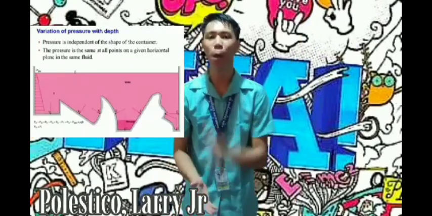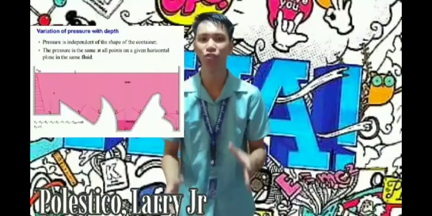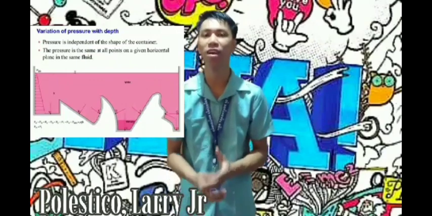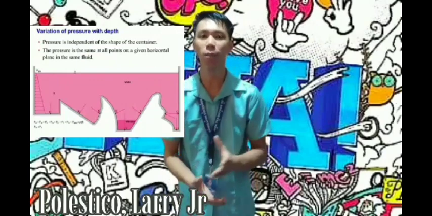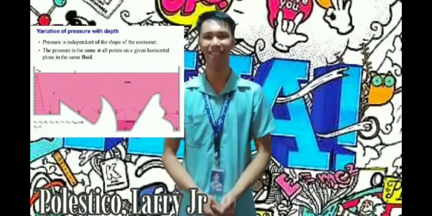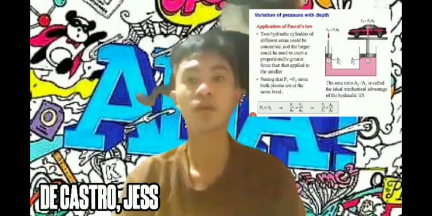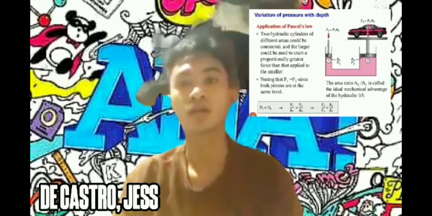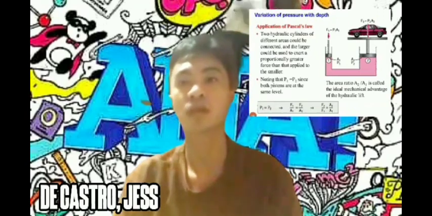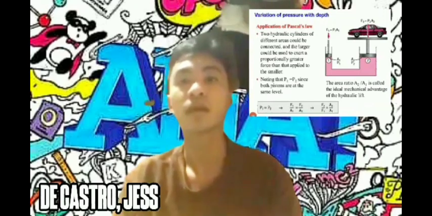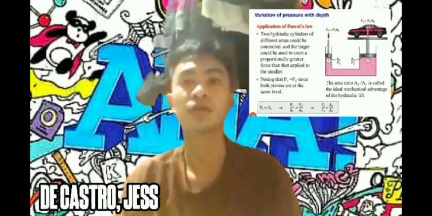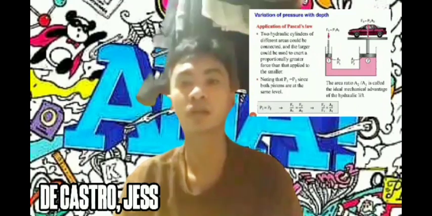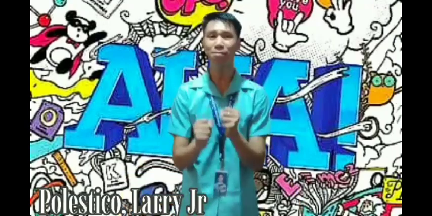And you know, guys, pressure is independent of the shape of the container. The pressure is the same at all points at a given horizontal plane in the same fluid. Indeed, Larry, two hydraulic cylinders of different areas could be connected, and the large one could be used to exert a proportionally greater force than that applied to the smaller, noting that pressure 1 is equal to pressure 2 since both pistons are at the same level.